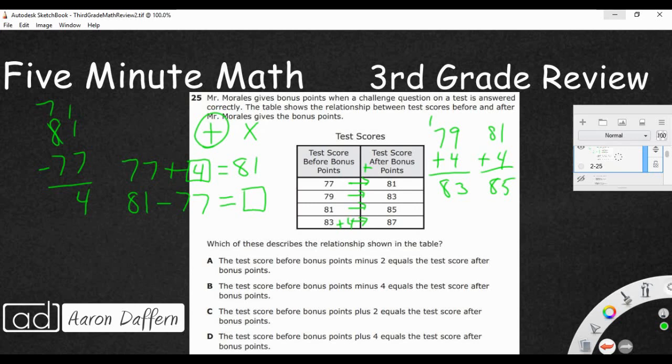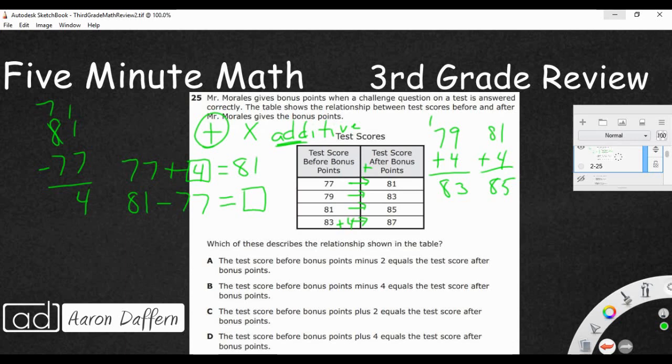So this is what we call an additive relationship. And you see the word add in the beginning, not the middle, of additive. So we're just going to add 4 to each of these, and that kind of relationship between before and after is additive. Now, let's find the answer selection that describes that.